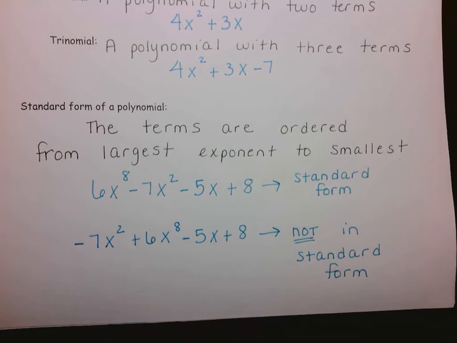And finally, standard form. Your answers always need to be written in standard form. Standard form of a polynomial is when the terms are ordered from largest exponent to smallest exponent. So I have 2 examples here so you can see what standard form is and what standard form is not.